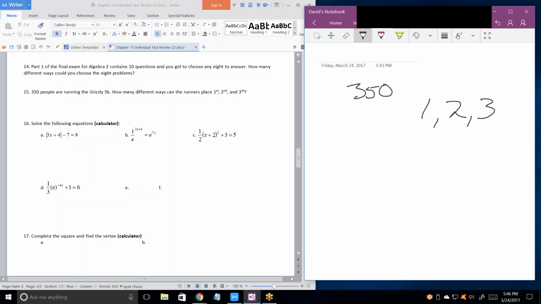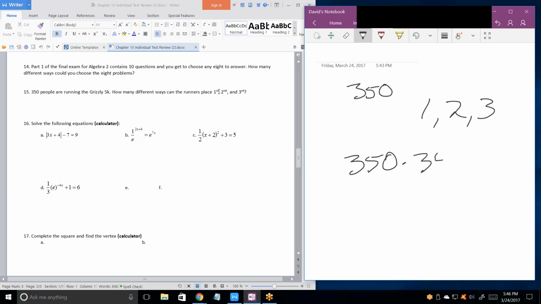How many different ways can... let me see if I can figure out how to ask this. How many different people can finish first? 350. Once first place is determined, how many people can finish second?